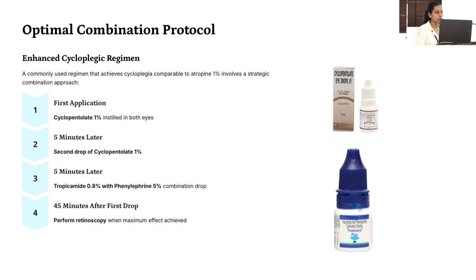This CTC regimen is the most commonly used regimen nowadays in the OPD setup. First, you apply cyclopentolate 1% eye drop in both eyes. Five minutes later, you put the second drop of cyclopentolate, and five minutes later, one drop of tropicamide and phenylephrine combination. You perform retinoscopy 45 minutes after the first drop has been instilled. It gives comparable cycloplegia to 1% atropine and is a very easily followed regimen in routine OPD practice.